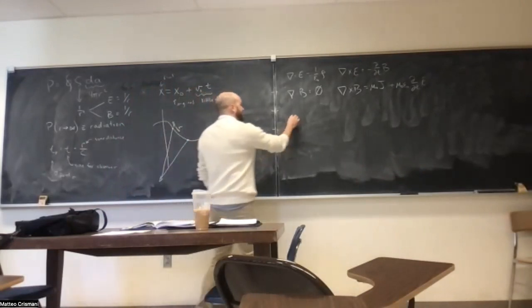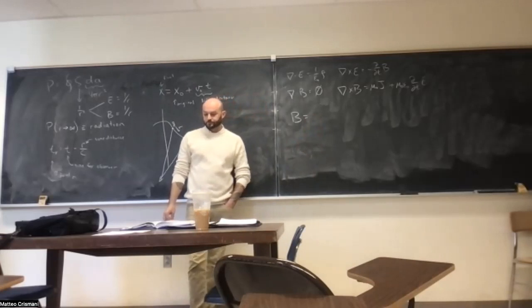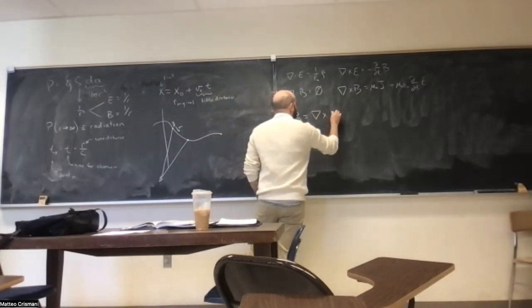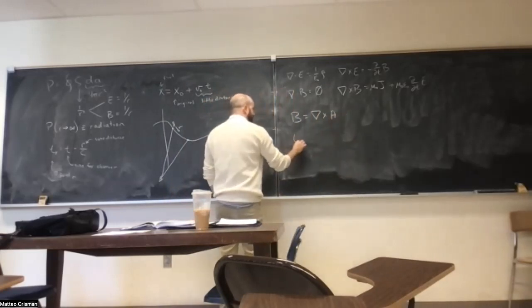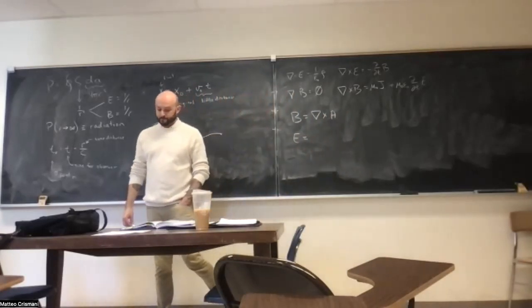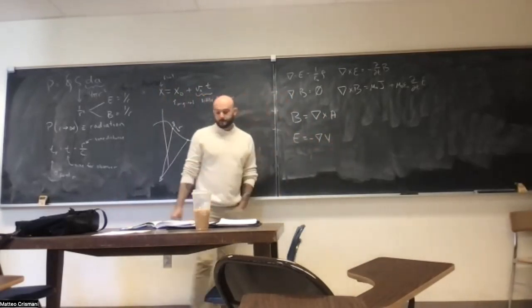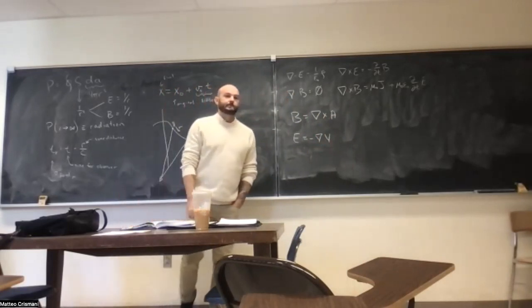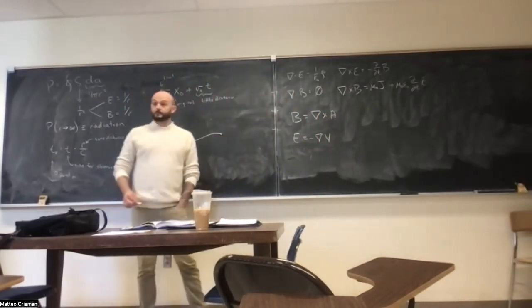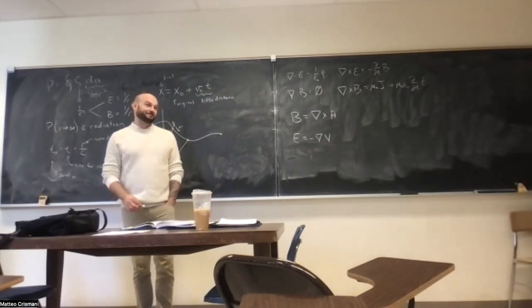So in practice, we can say something like this. B is related to the vector potential how? Yeah, that's it. Correct. So we said that, and then we also said that E can be gotten from the potentials. Negative gradient. Right? And yep, it has to be.